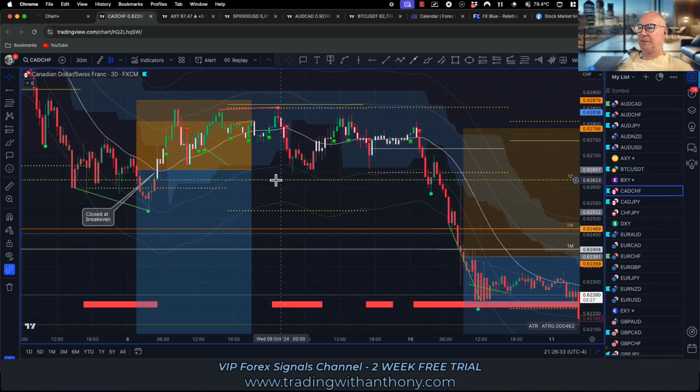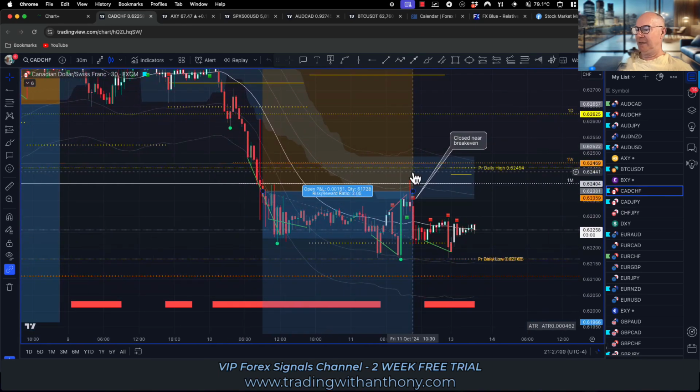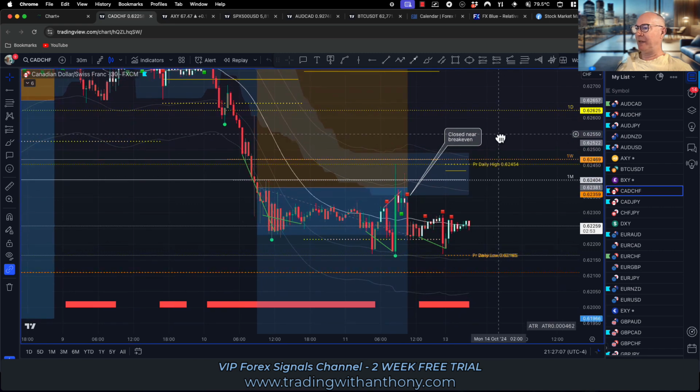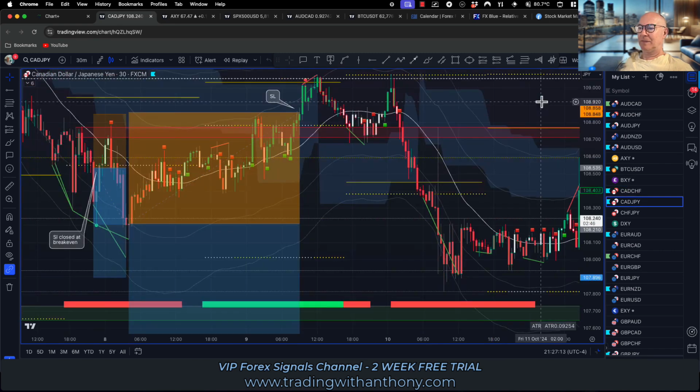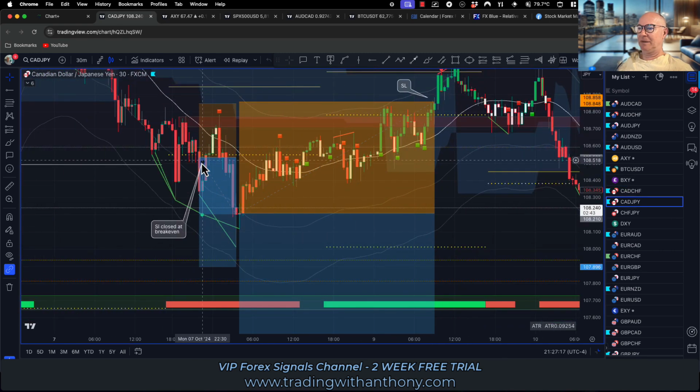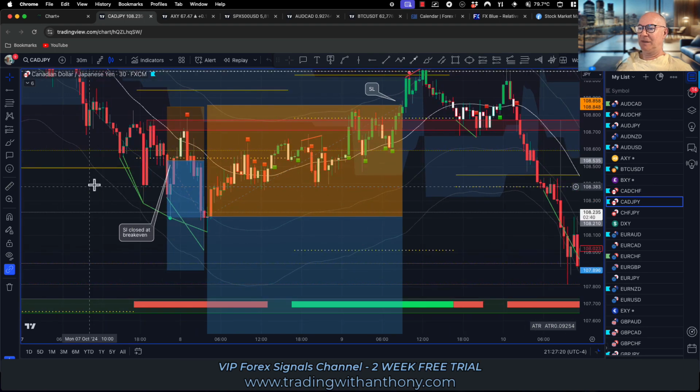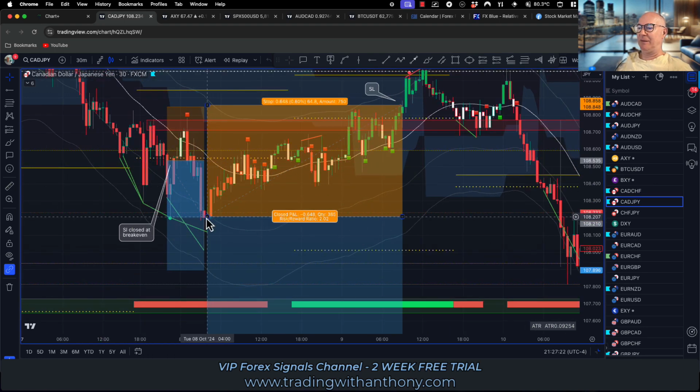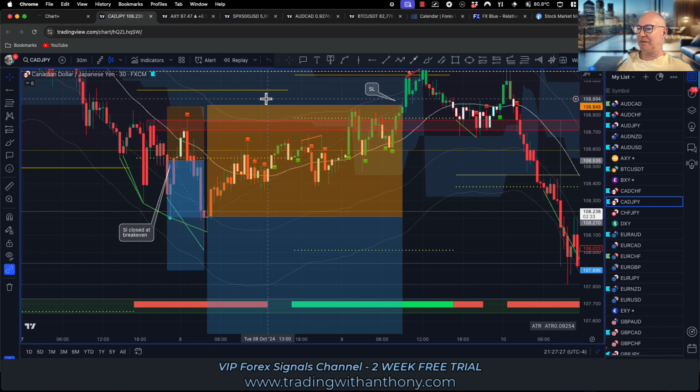CAD Swiss. This one we moved our stop loss to break even, and it got closed at break even. Reopened this one. This was at the end of the week, and I decided to shut it down before I went to bed. So this one was closed near break even. CAD Yen. This one we opened up here. Stop loss was pulled to break even, and then it closed out at break even. We reopened on this breakout, and then of course look, it shifted gears. This is Tuesday. This is what's been happening.